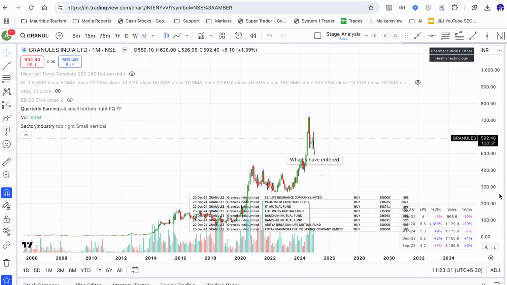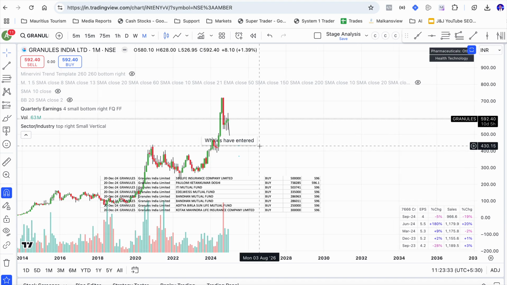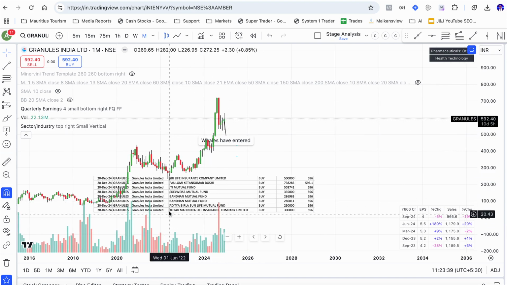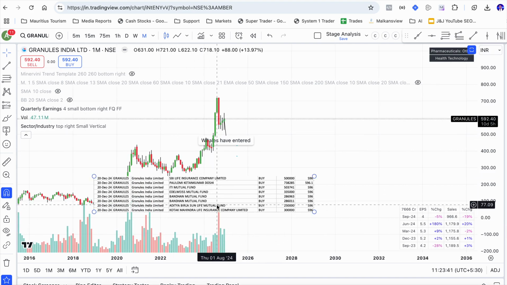Now you can see I have added this. Look at this stock also. This stock is also at the top, and over here the big players or the mutual funds are entering, which will also give you an understanding that there is something happening on this stock.